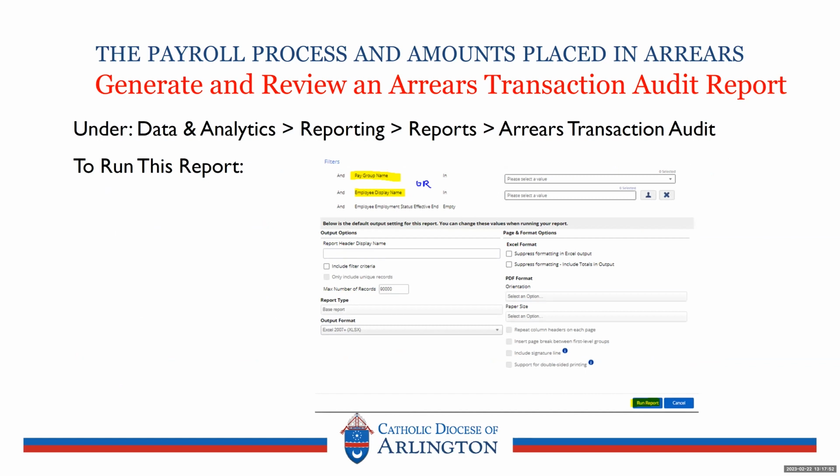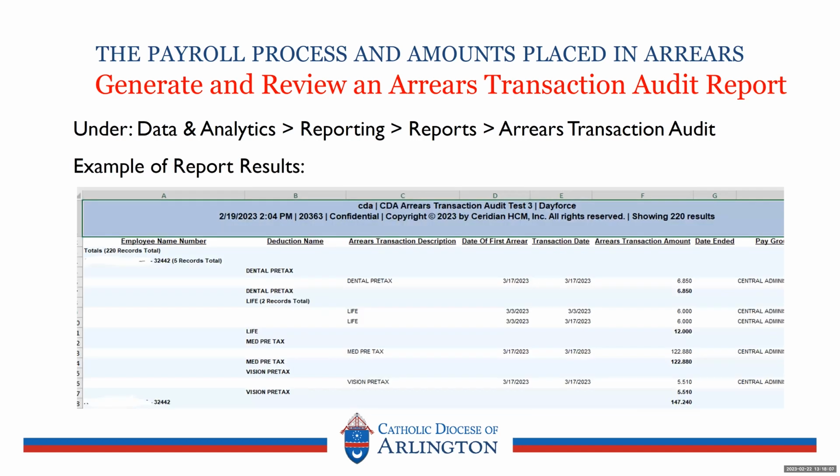To run the report, click on the report name and then click on Run. This window will open where you can choose if you want to enter filters to run the report for a single pay group or just one employee. Then click on the Run Report icon to submit. Here's an example of what the resulting report looks like. The report provides you all arrears transaction activity by employee by code for your pay group.